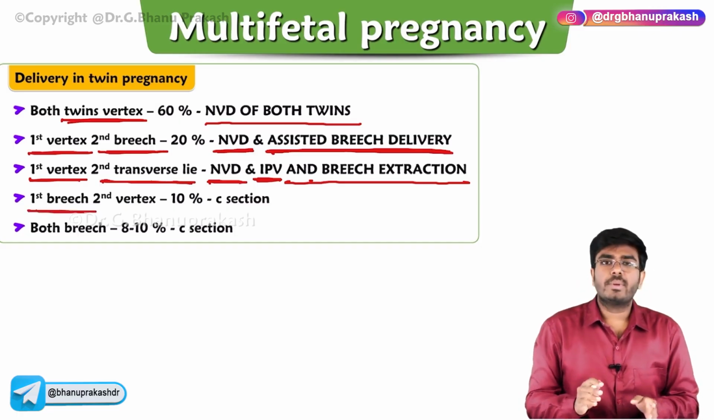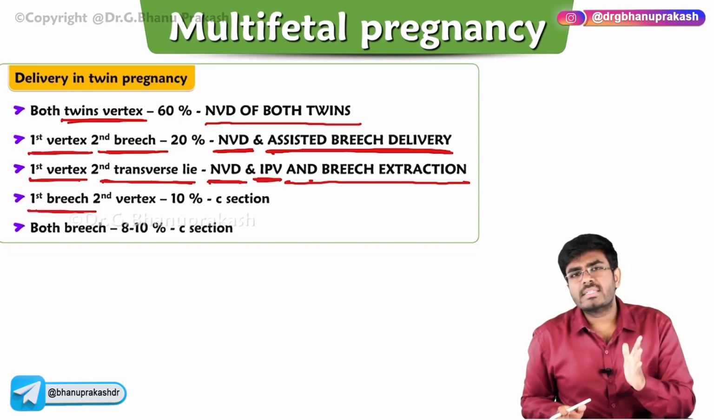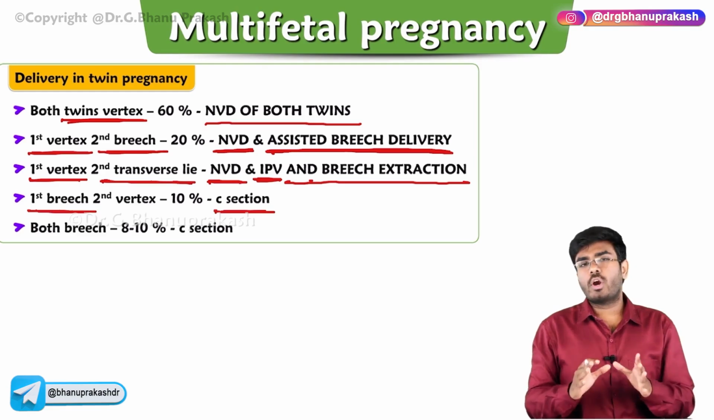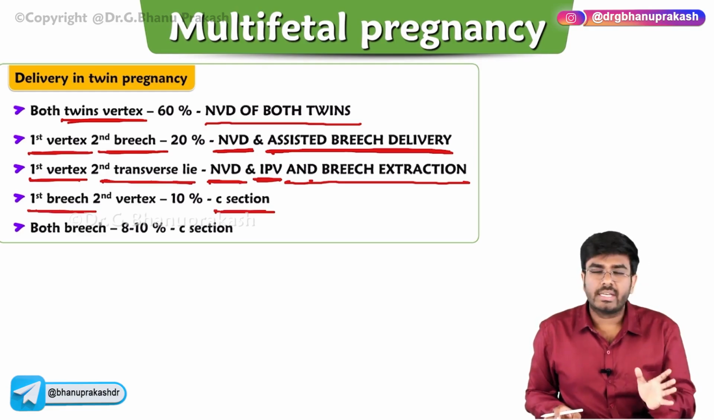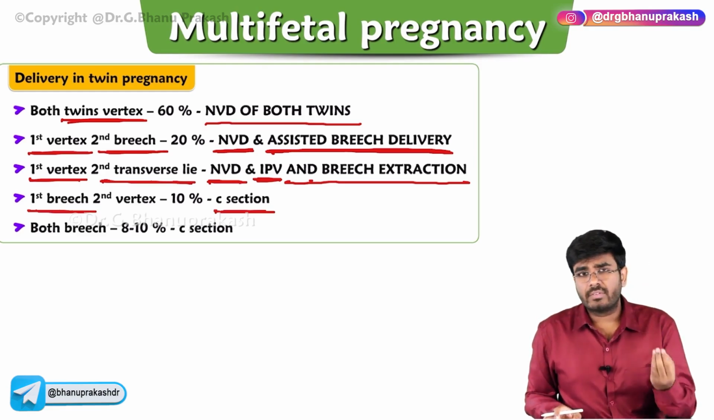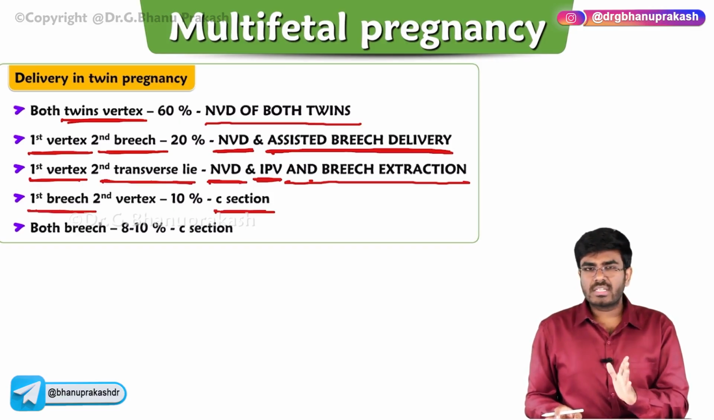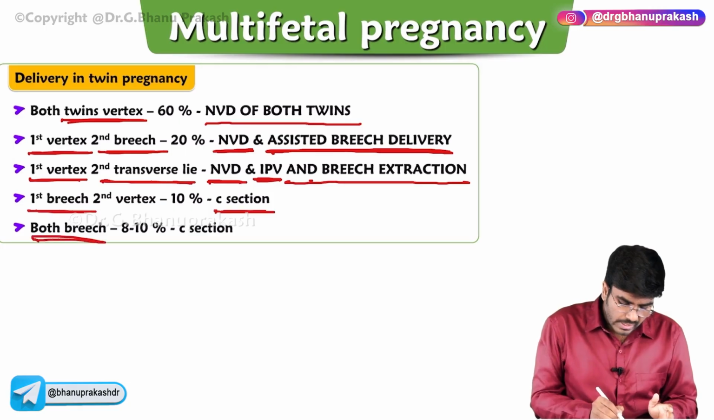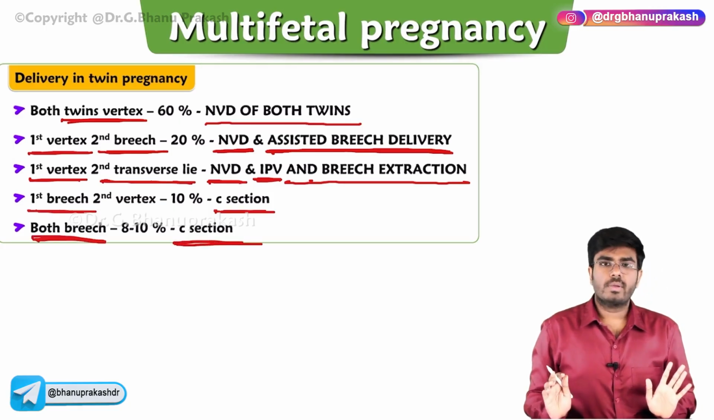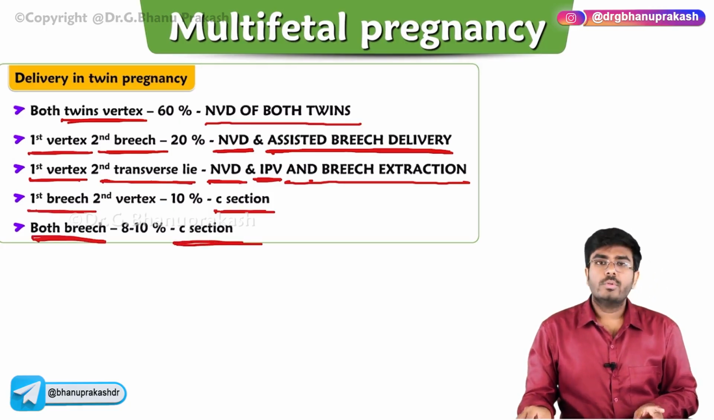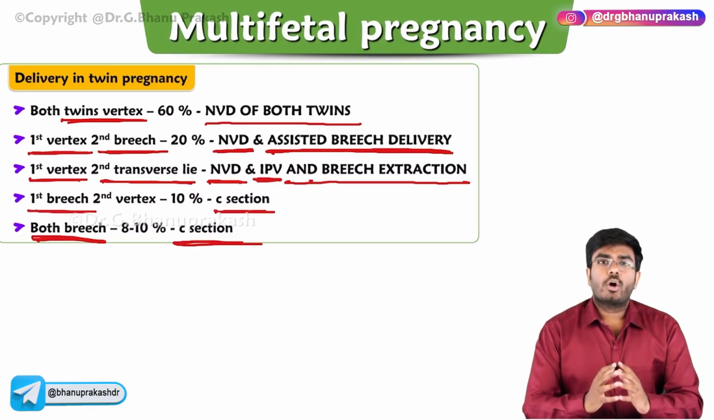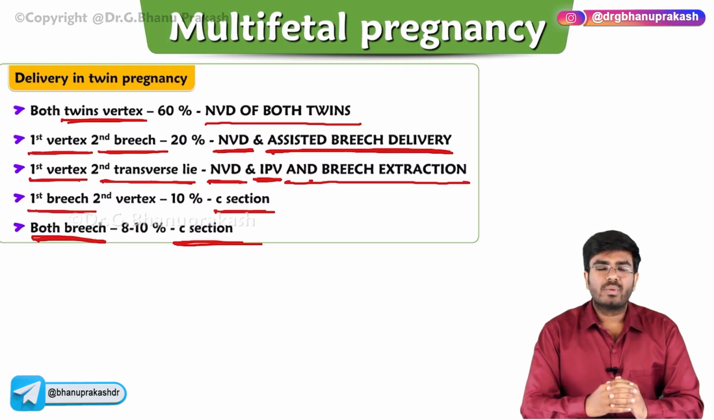Now, first twin is in breech. That's it. If the first twin is not in cephalic position, the answer is C-section only. It doesn't matter what the position of the second twin is. First twin not cephalic, C-section is the only option. Now both are in breech, C-section only. Okay, so this is how we are going to do the delivery in twin pregnancy. We have completed all the important points. Hope the video is helpful. Thank you.